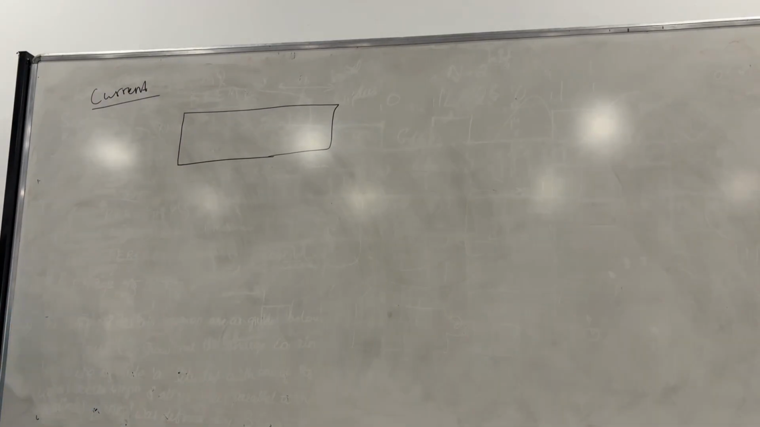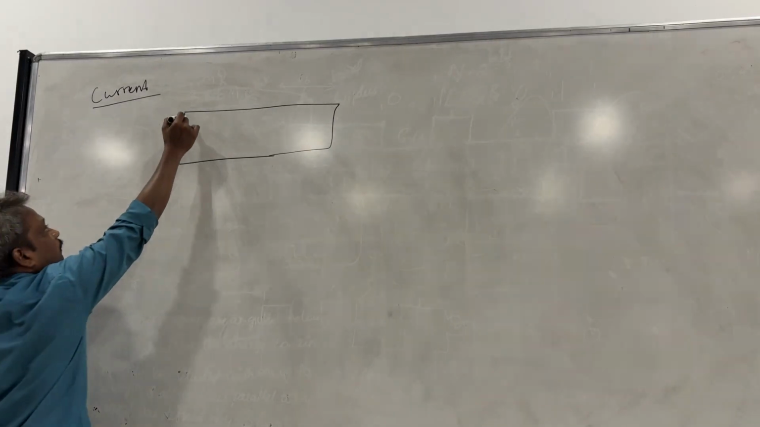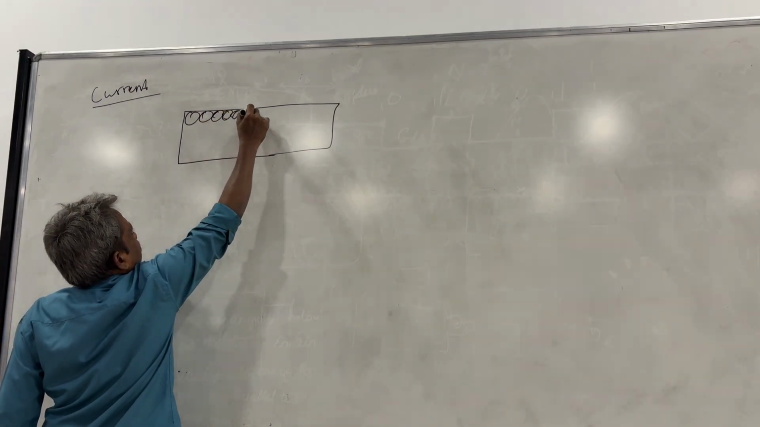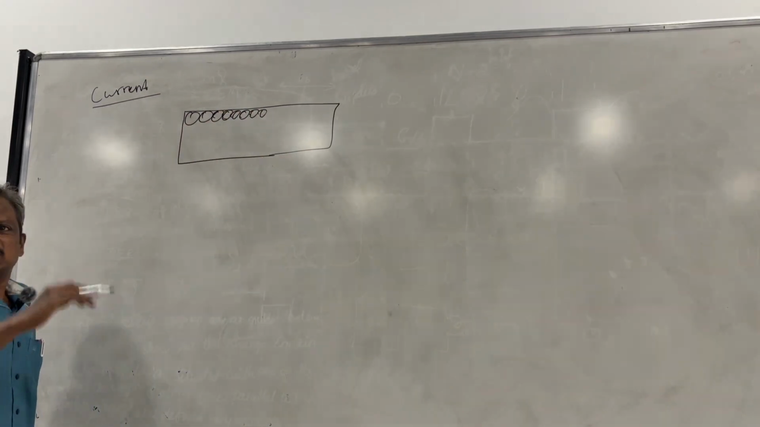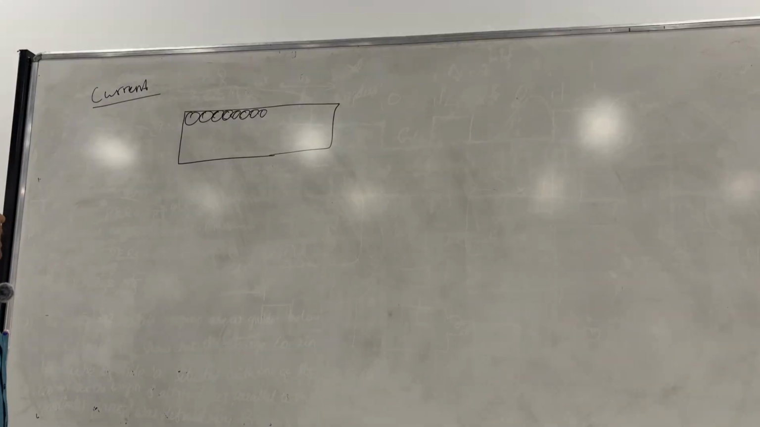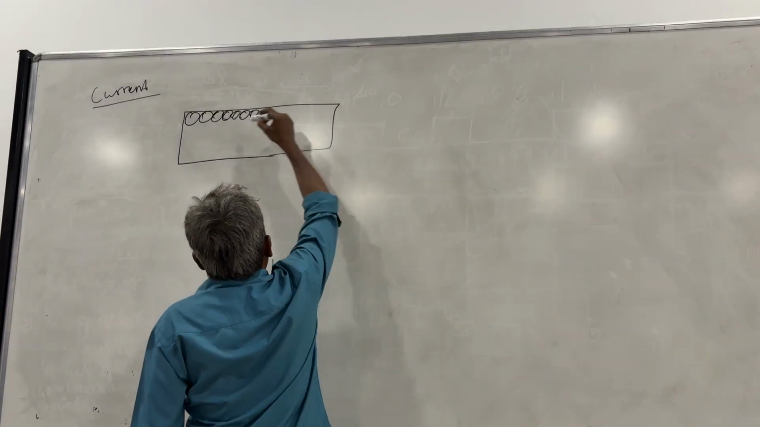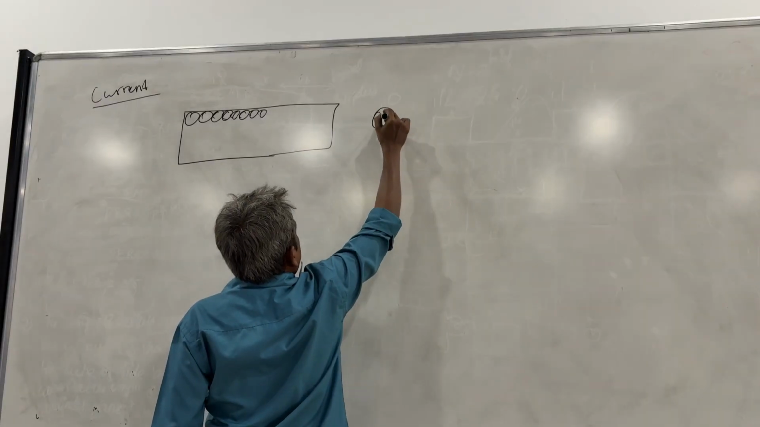Consider a solid body. Solid body means what? Having plenty of free electrons bound with each other, tightly packed, like that. Like this, it is having some trillions of atoms. And I am considering only one atom.